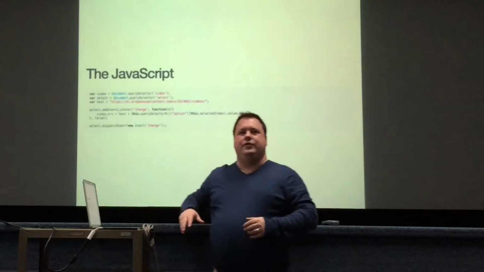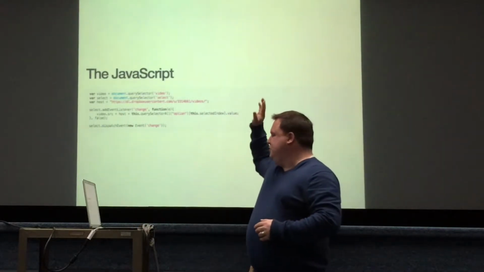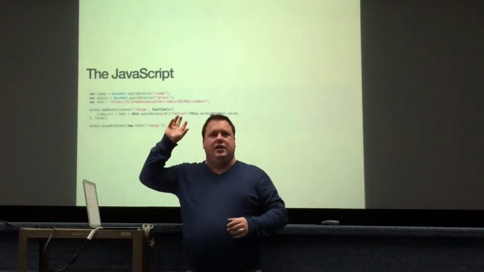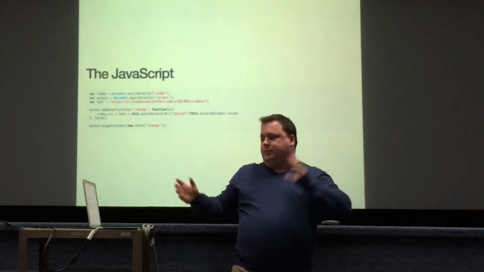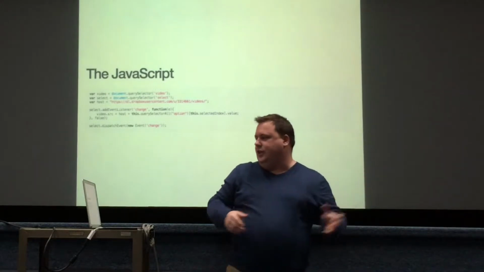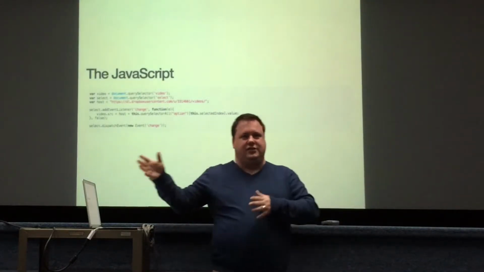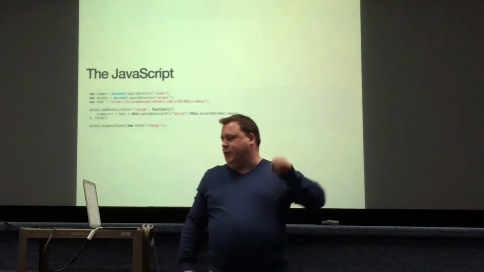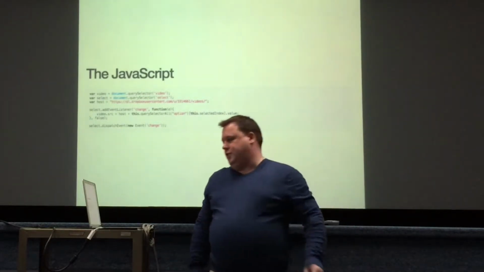And this is the entirety of the JavaScript for that app. It's just, again, way too small to see. Sorry about that. But it basically just gets a variable called video, gets the DOM element, puts it in there. Variable called select, gets the DOM element of the select, puts that in there. And then adds a listener to the select, says when I change, set the video's source.